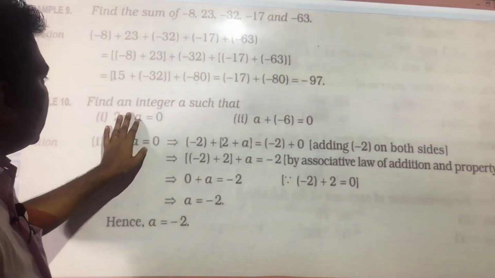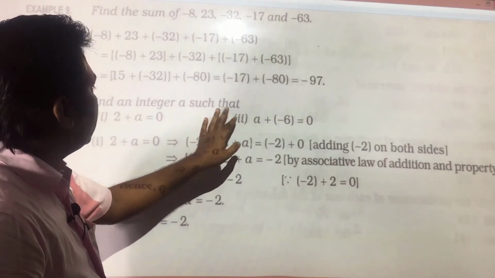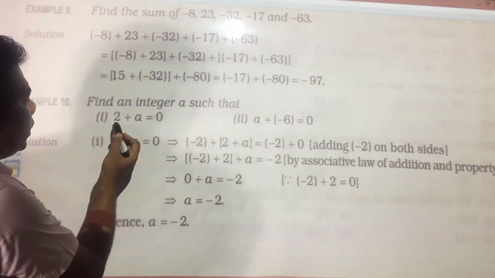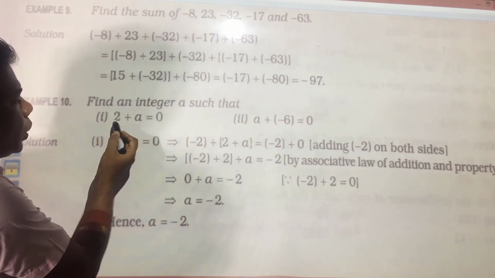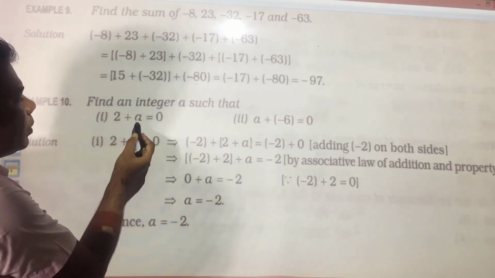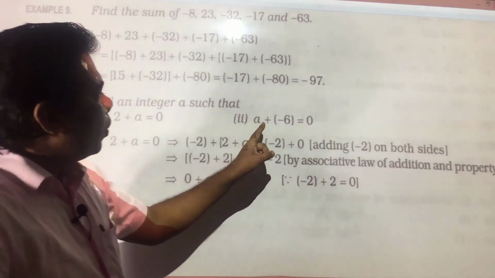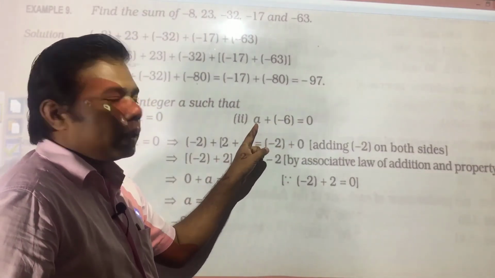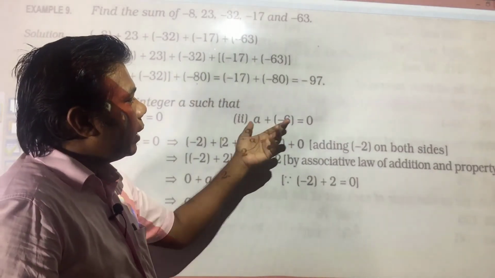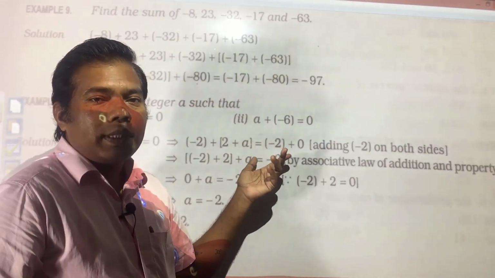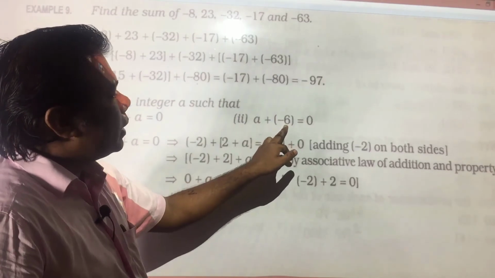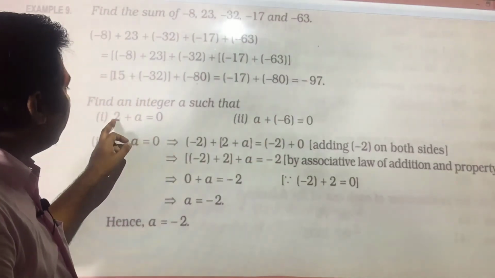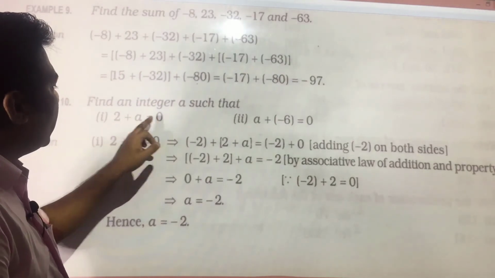Find an integer a such that 2 plus a is equal to 0. So easy it is. Just see what we will add to 2 so that we will get 0. It means minus 2. Here what is required to be added to minus 6 so that we will get 0? 6. So already additive inverse you have seen. So the additive inverse of minus 6 is equal to 6, and then only you will get 0. The additive inverse of 2 is minus 2. When you are adding, you will get 0.